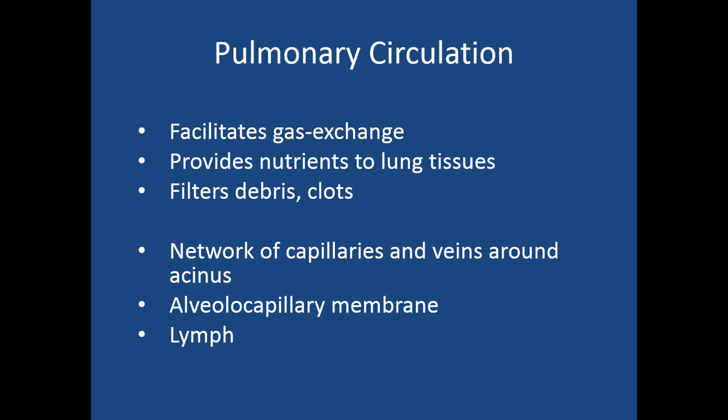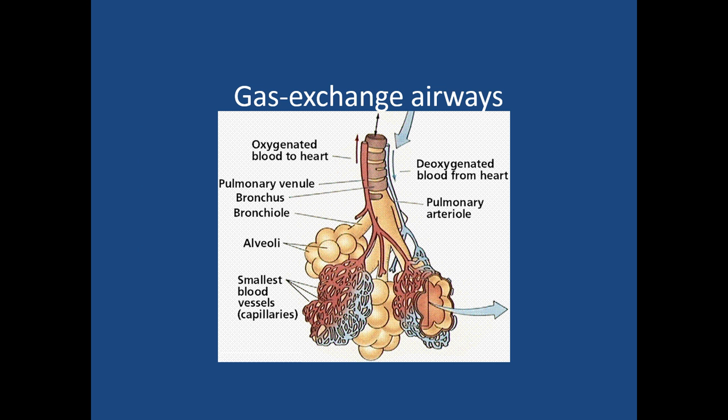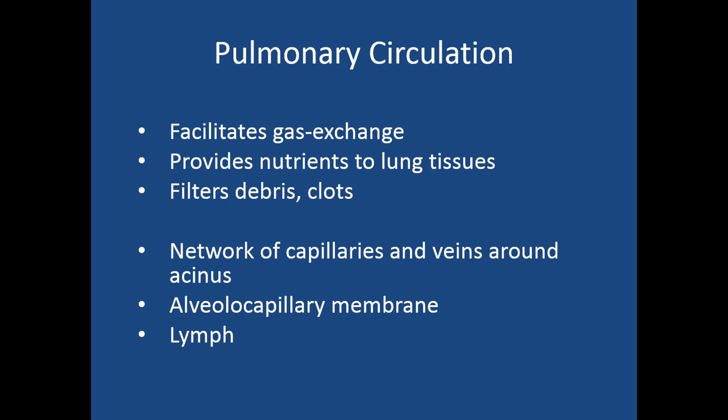So to explain that a little bit further in words, now that I showed you the picture, as we said, this pulmonary circulation, which I just showed you, all those lovely little blood vessels, facilitate gas exchange. As I said, we are sending both oxygen and carbon dioxide through layers of tissue back and forth between the blood vessels and the alveoli. Not only does this provide nutrients to the lung tissues and oxygen to our body's tissues, but it will also help to filter any debris and clots.